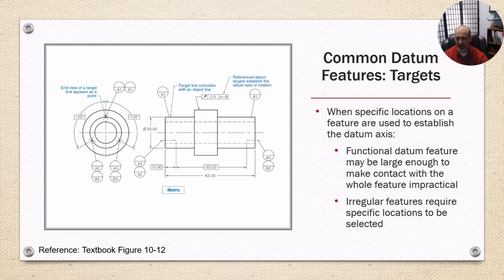So for example, in this case, it looks like datum A3 and B3 are points on the inside of this cylinder, and then you've got another one opposite of that. So you're hitting this. This needs to be held in three places on the. Oh, it looks actually, I'm sorry, it's the outside diameter. Okay, so that might be the three jaws of a chuck.